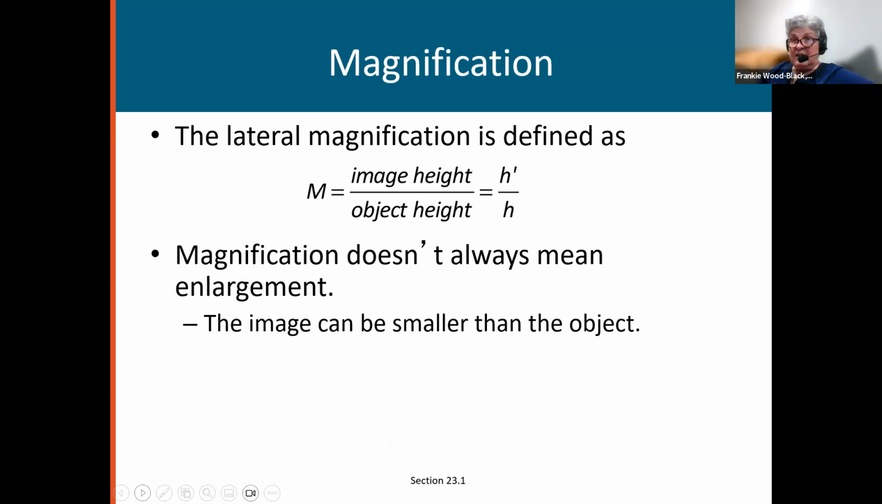We said that my magnification is a ratio. It can be greater than 1 or less than 1. We're going to define that as the image height divided by the object height. And magnification doesn't always mean that the image is going to get bigger. If the magnification is below 1, then the image is actually going to appear smaller than the real object. So we have that piece.